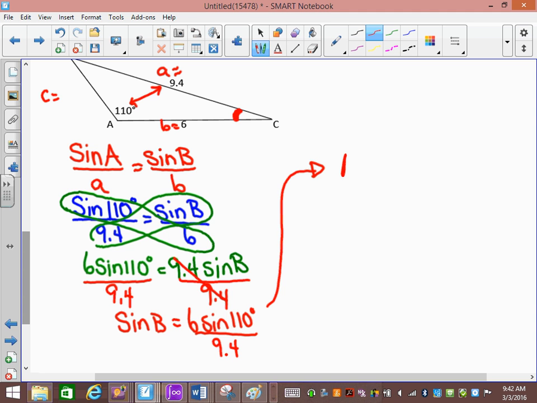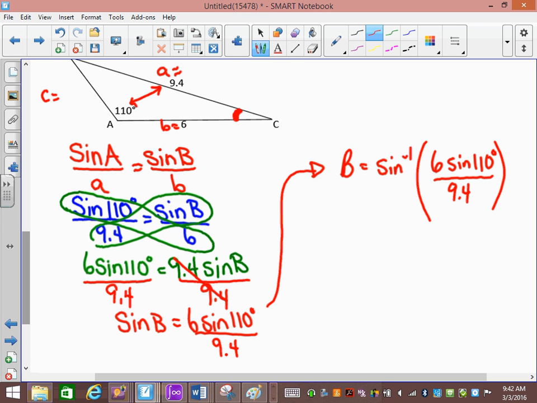So we're going to have B equals sine negative 1 of 6 sine 110 over 9.4. Now everyone has to practice plugging this in their calculator. What I do myself is I go 6 sine 110, hit enter, divided by 9.4, hit enter, and then go second sine, second answer on my calculator.